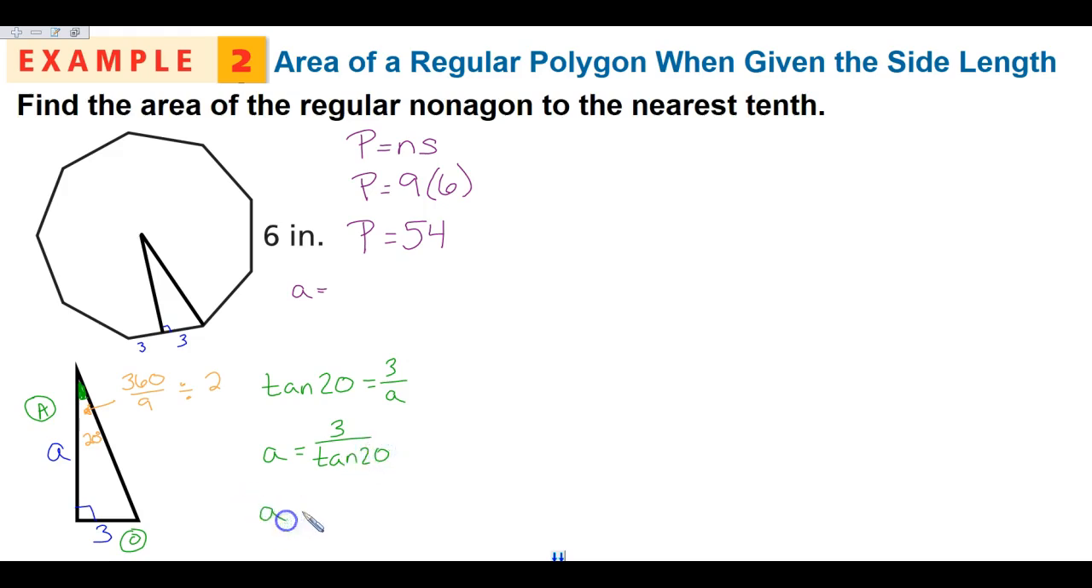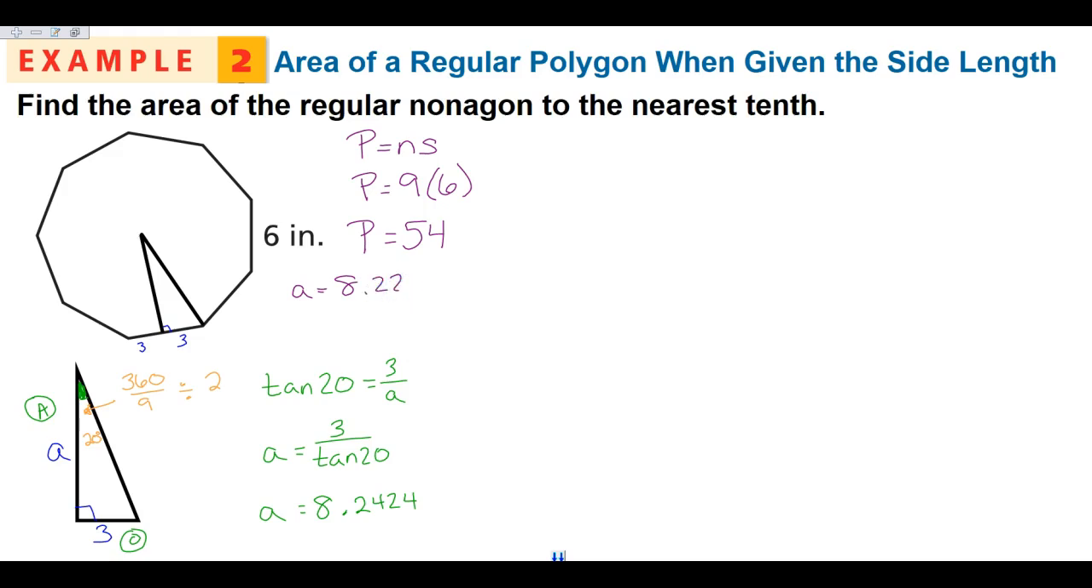When we put this in our calculators, we're going to do 3 divided by, type in the number 20, hit tangent, and then hit your equal sign if you have that single line calculator. If you have a double line calculator, you're going to type it in just like you see it: 3, hit the divided by, hit the tangent symbol, hit 20, close your parentheses, and then hit equals. But again, most of my guys, you should be working with that single line calculator. When I put this in, I'm going to get 8.2424... Okay, so that is going to be the length of my apothem.